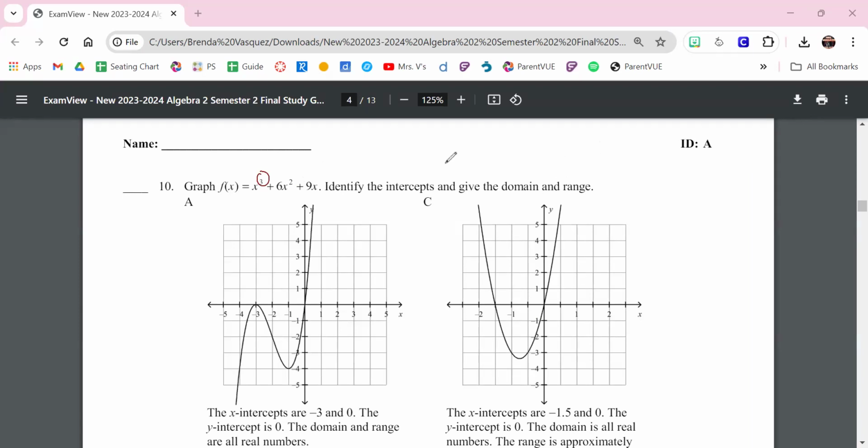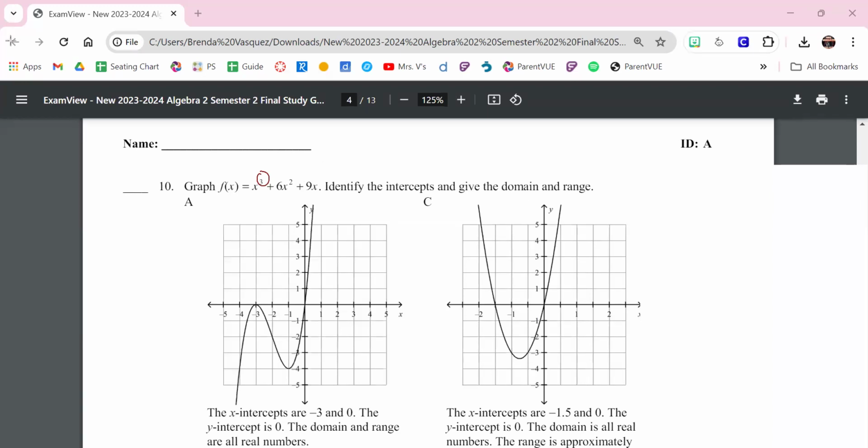Now, let's go ahead and solve. I'm going to write it right here at the bottom or on the side. Let me create some space so we can solve. Let me write my equation down. I have f of x equals x to the power of 3 plus 6x squared plus 9x. How can we solve this? We're going to make the right side equal to 0. So I'm going to rewrite it, x to the power of 3 plus 6x squared plus 9x equals 0.